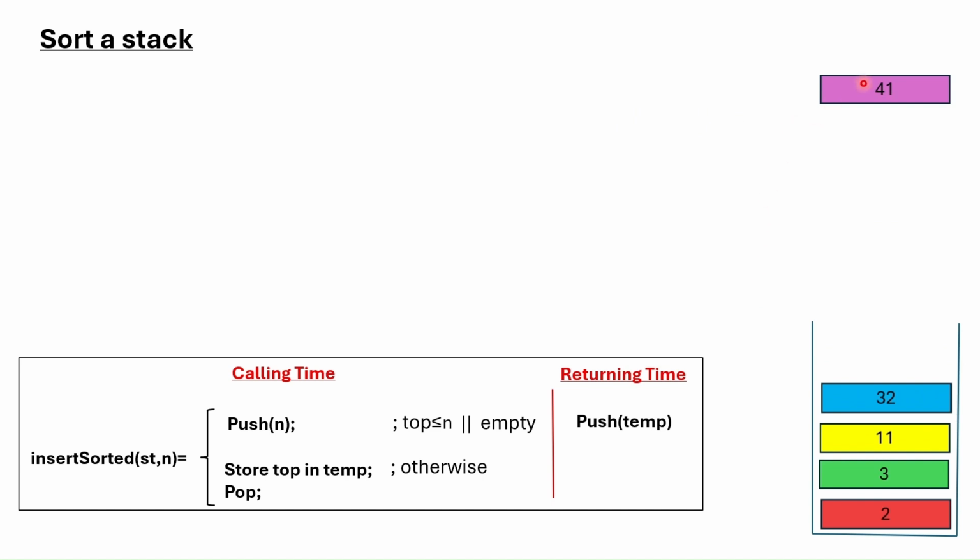Now we will again pass this 41 to this function. So what it will do, we directly put 41 on the top. So after this, our stack is successfully sorted.